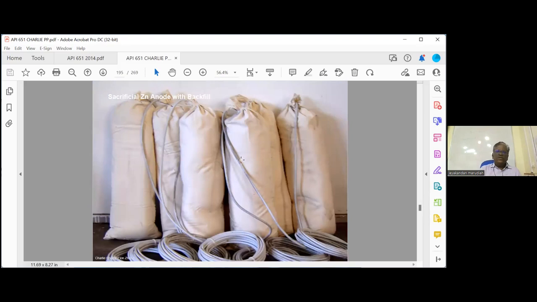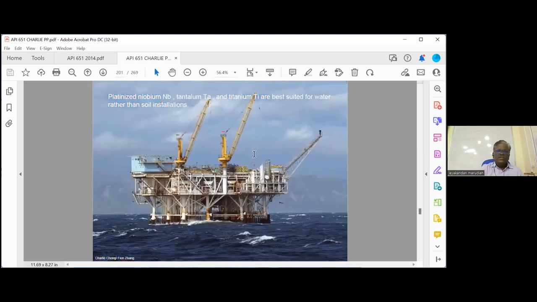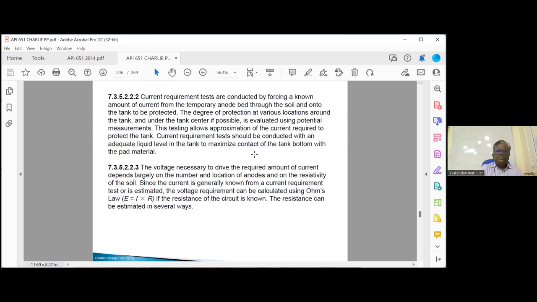When you install the anode, it is a carbon. Carbon means carbon powder, like in our battery cells. In a carbon bag, they will install the anode for uniform conductivity, and it will be buried here like this.